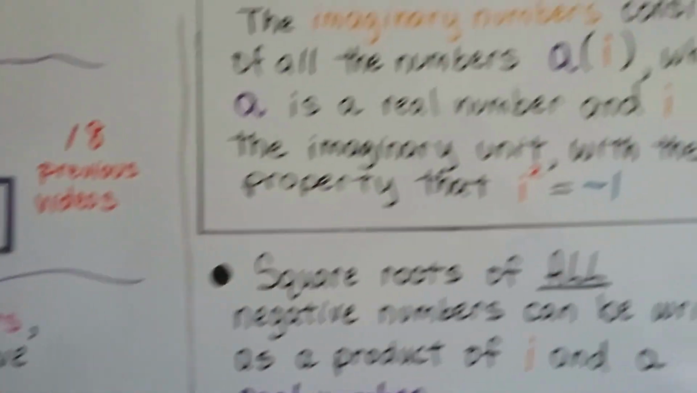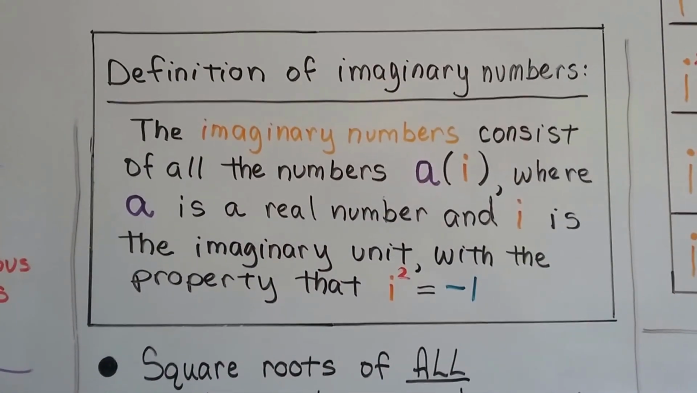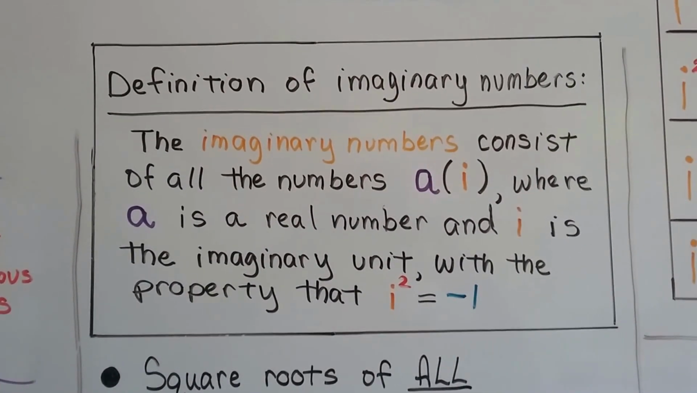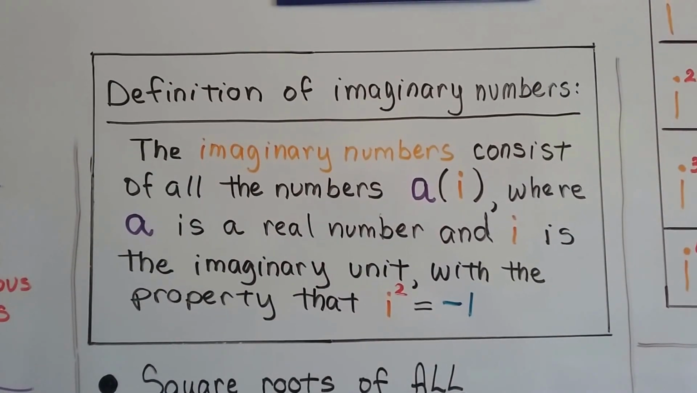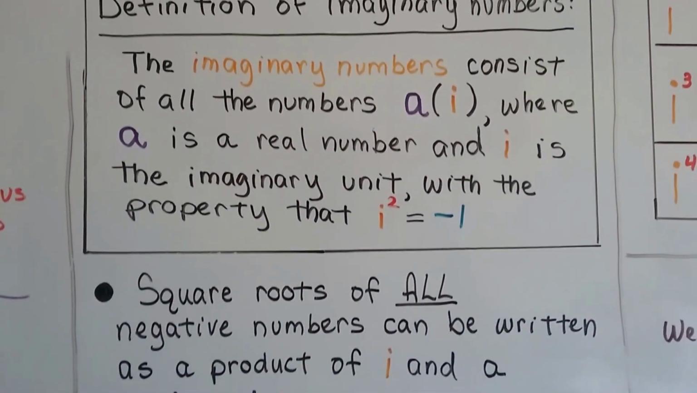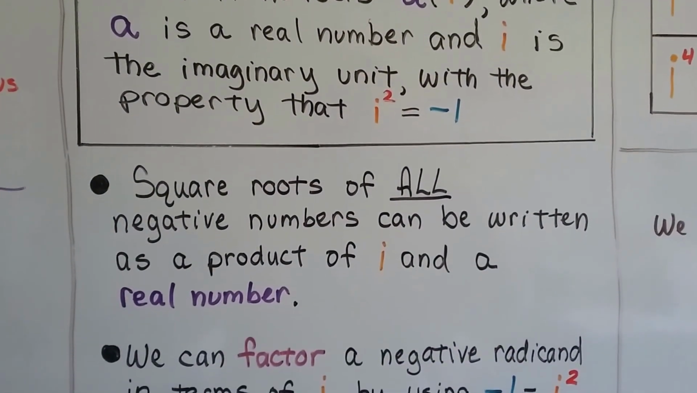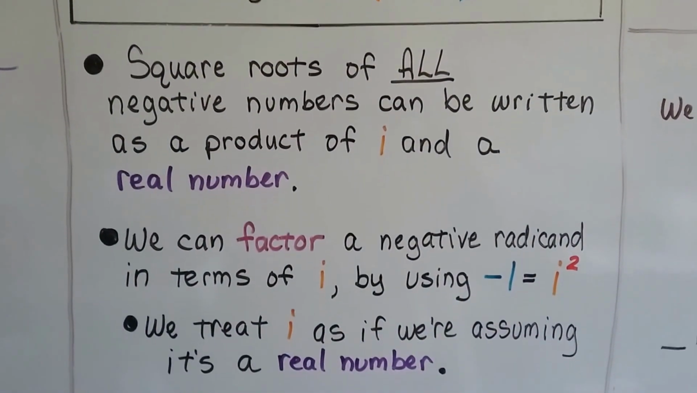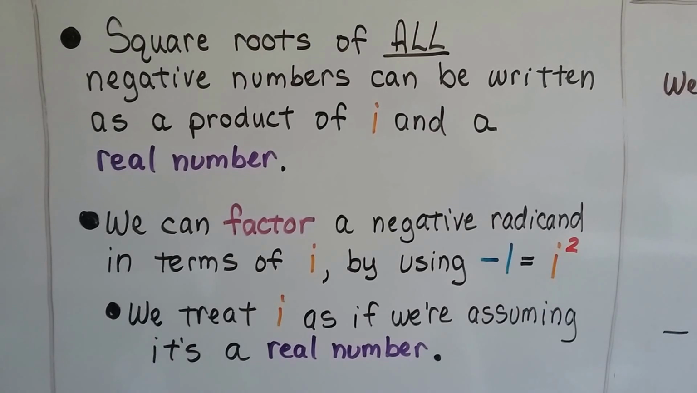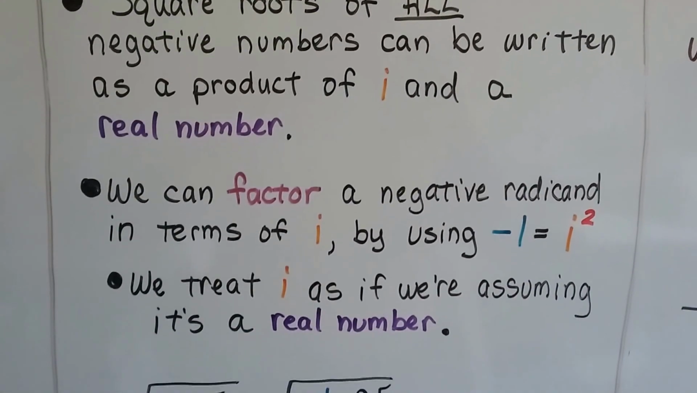So here's the definition of imaginary numbers. The imaginary numbers consist of all numbers a times i, where a is a real number and i is the imaginary unit with the property that i squared equals -1. The square roots of all negative numbers can be written as a product of i and a real number. We factor a negative radicand in terms of i by using -1 equals i squared. We treat that i as if we're assuming it's a real number.